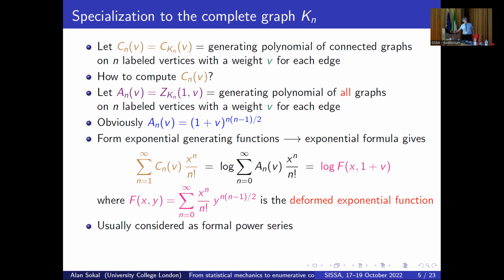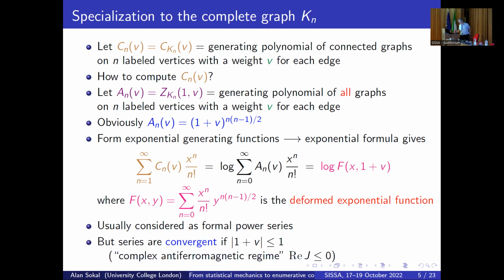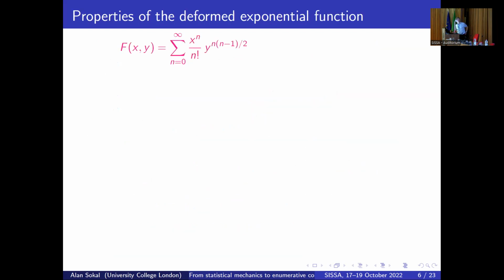Now I should say, usually these formulas are considered as formal power series because if v is positive, if you're in the ferromagnetic case, then y is bigger than 1, and this series has 0 radius of convergence. But the series are convergent if 1 plus v is less than or equal to 1 in magnitude. So that's what you could call the complex antiferromagnetic regime. So in the antiferromagnetic regime, these are real sensible analytic formulas.